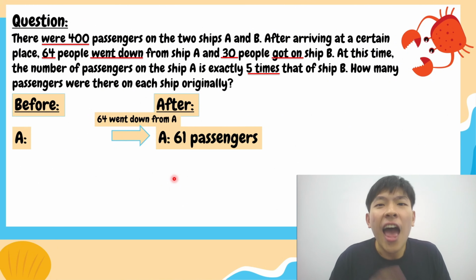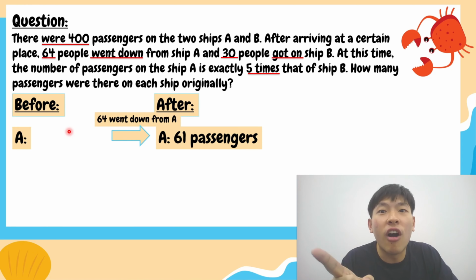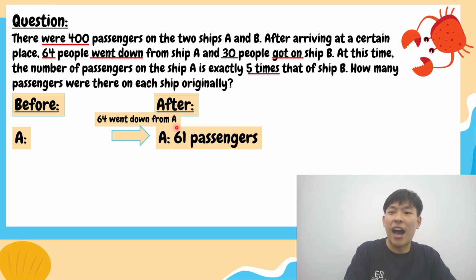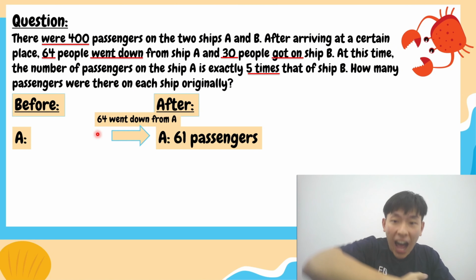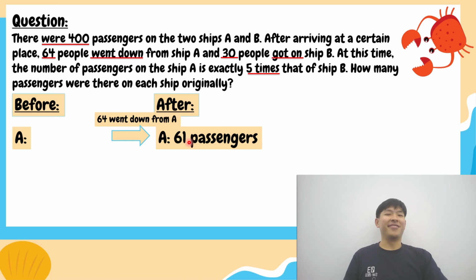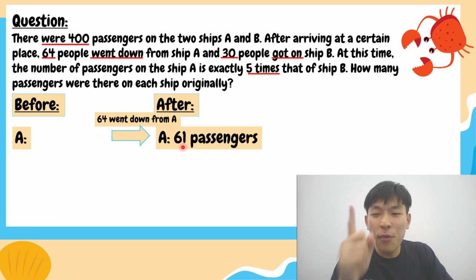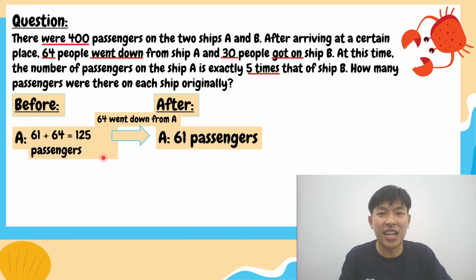One question. Number of passengers in A before, is this more or less than the after? Yes, it should be more. Because 64 people went down, then it decreased to 61. So what should we do here? Yes, we should take 61 plus 64. And what's the answer? Yes, it is 125 passengers.